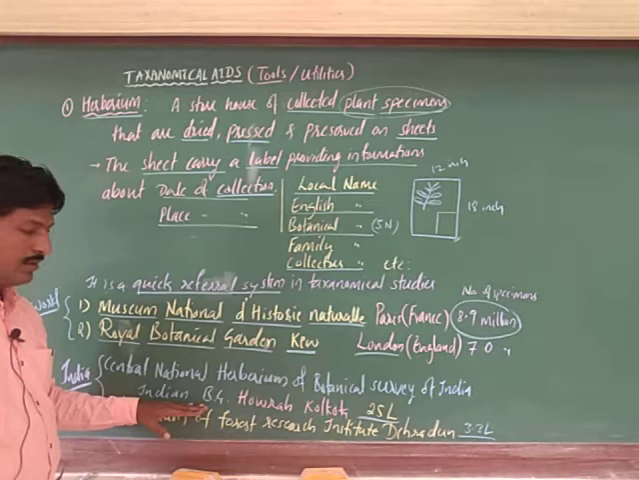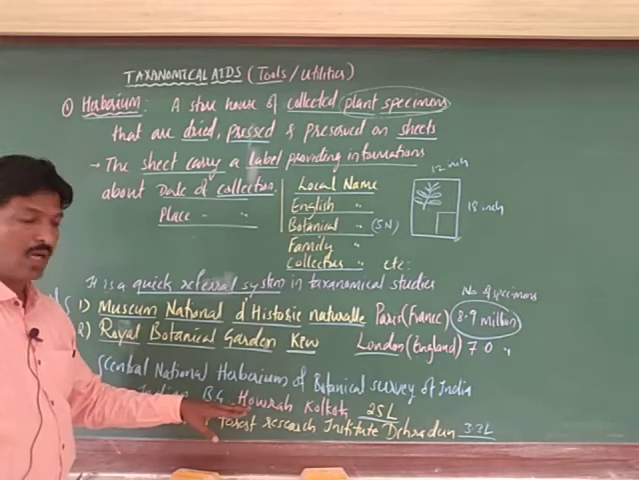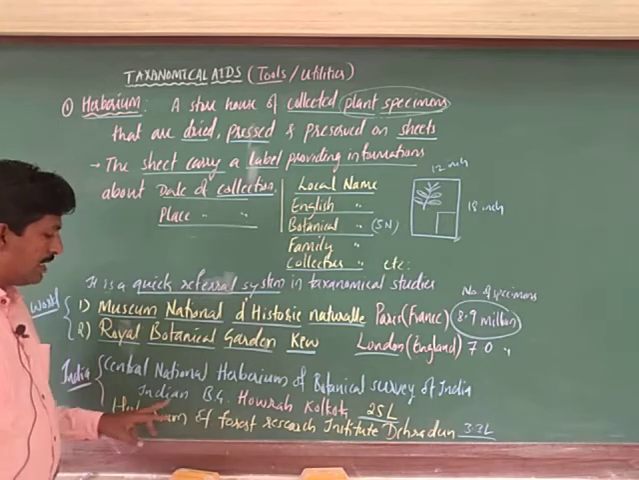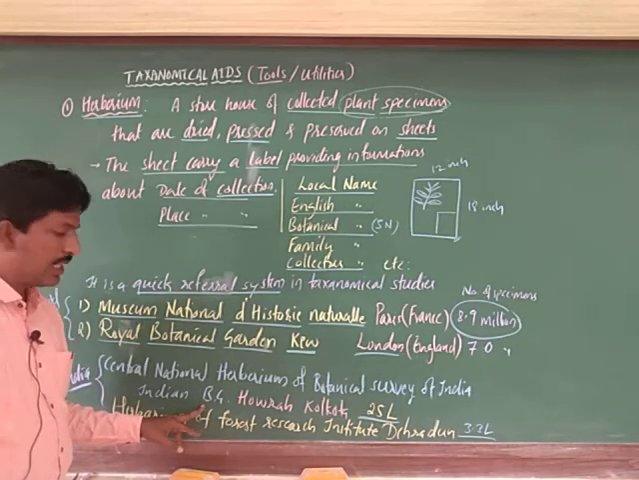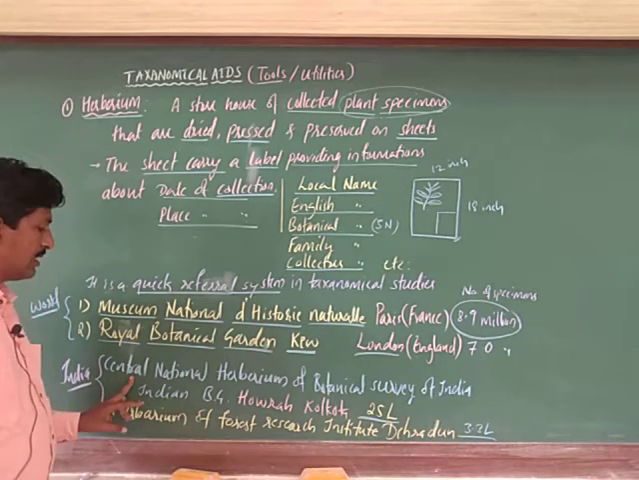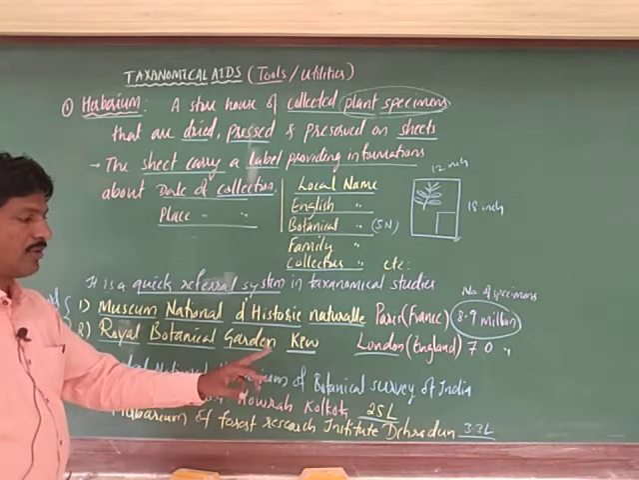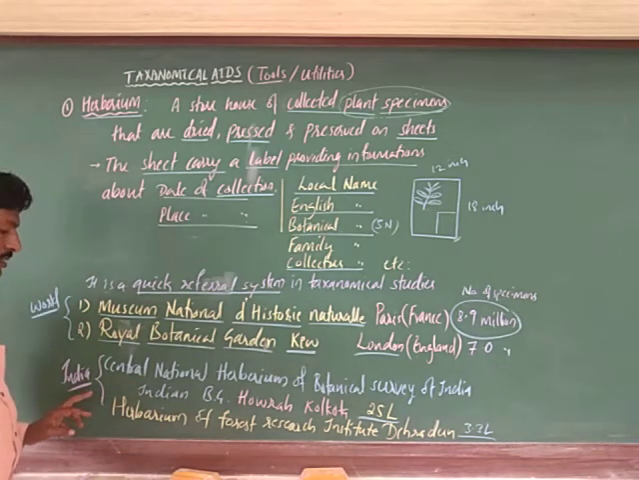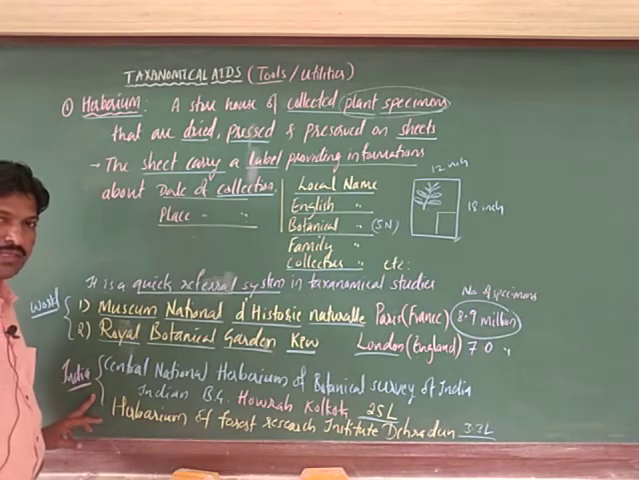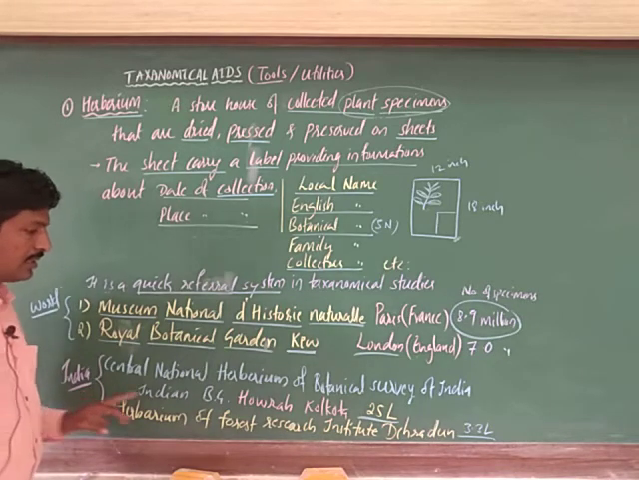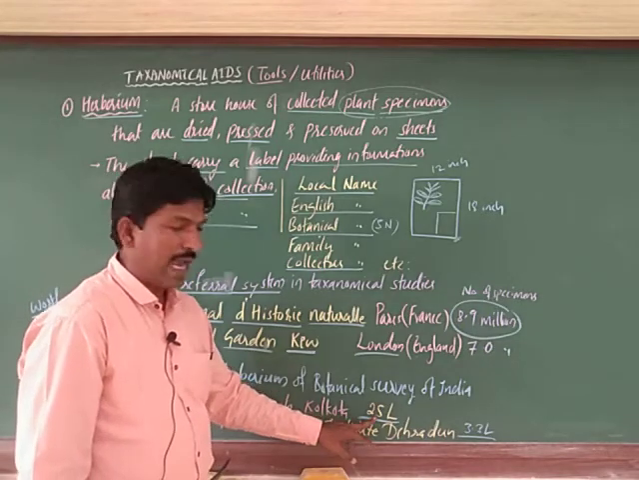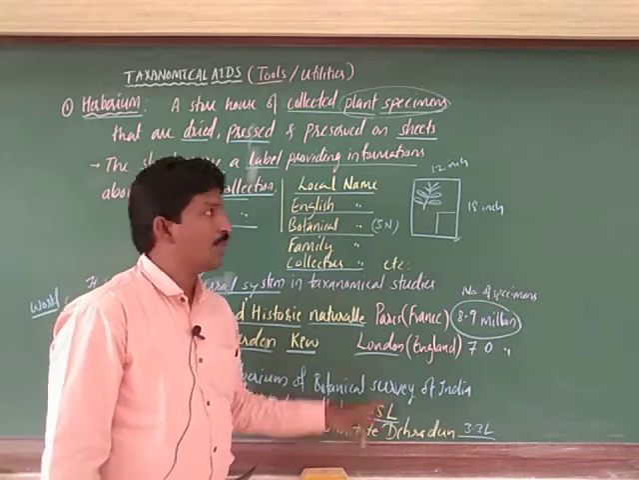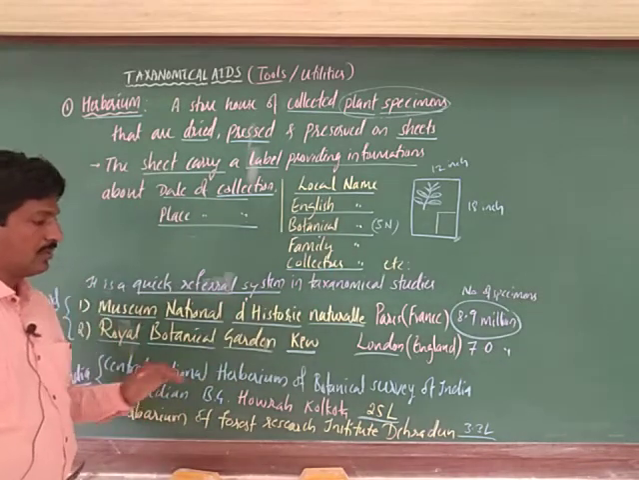This is the Indian Botanical Garden, which is in Howrah, Kolkata. The Central National Herbarium of the Botanical Survey of India is there. It is the largest herbarium in India, where about 25 lakh plant specimens, that is, sheets, are preserved.